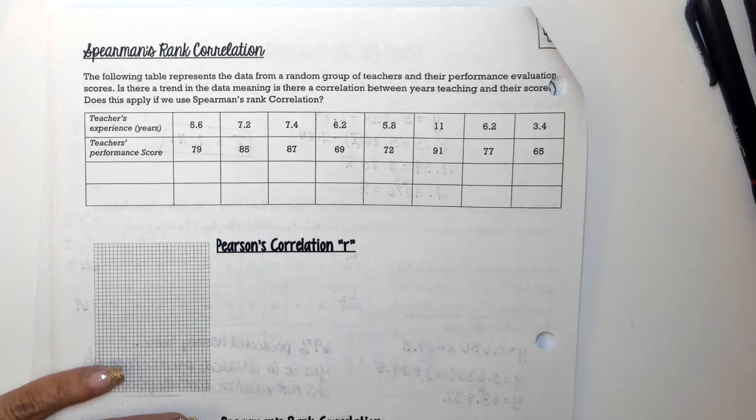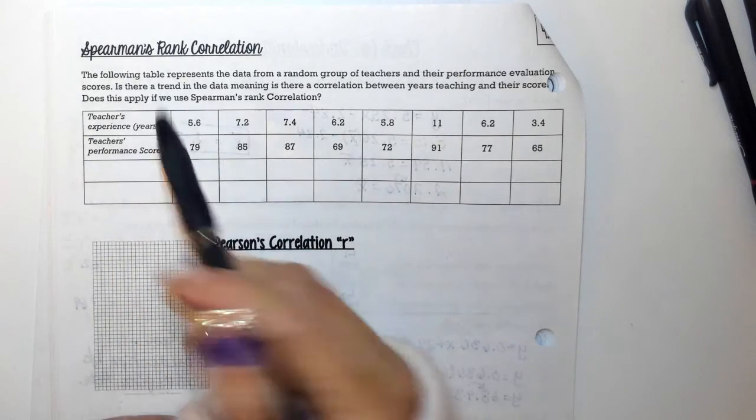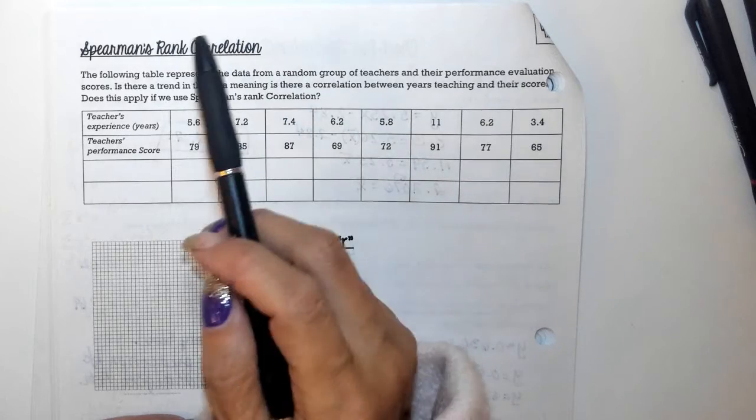Okay, guys, so this is Spearman's rank correlation, one of my favorites. A lot of you will use this in your IA. It's kind of like, if you need a little bit more on your IA, you do this one, and it really helps you out.